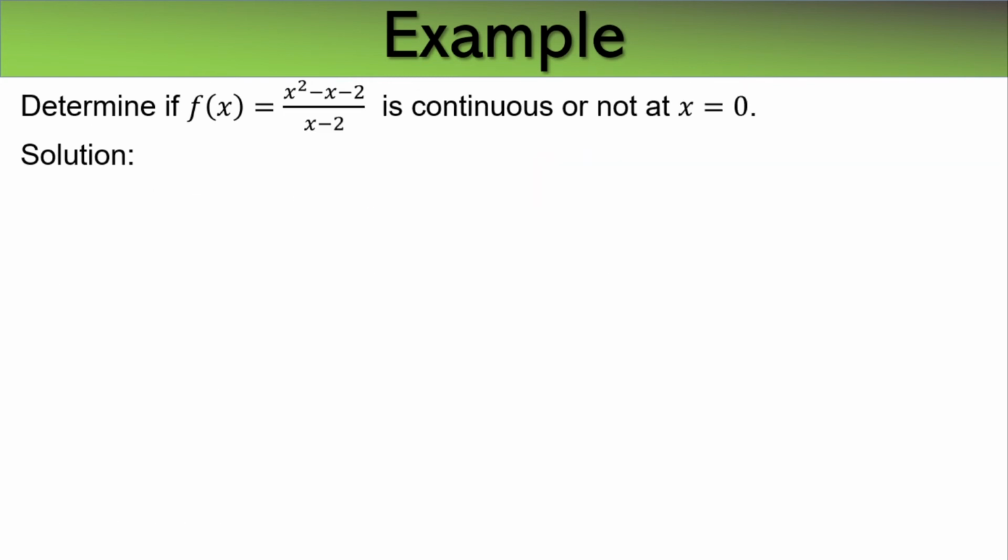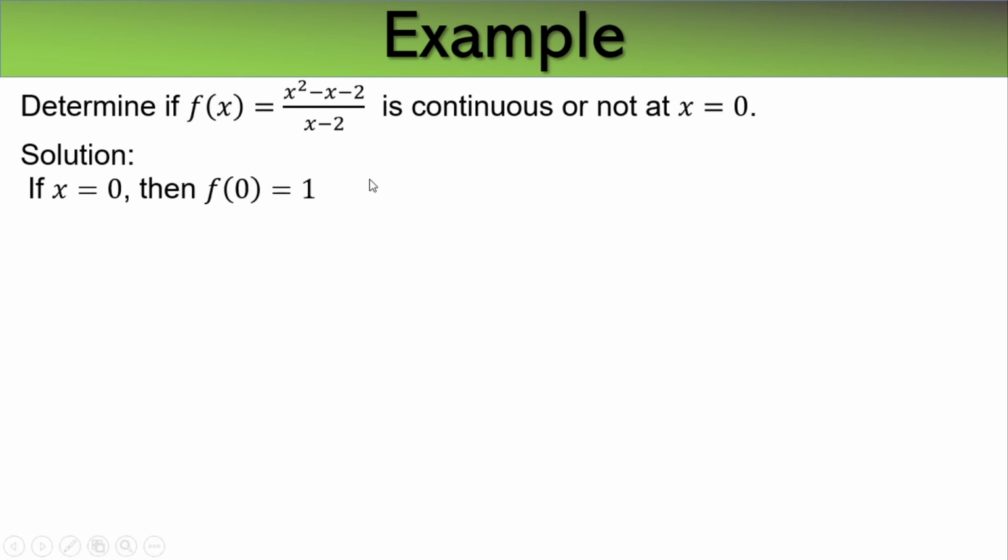So for our next example, we are asked to determine if our f of x is equal to x squared minus x minus 2 all over x minus 2 is continuous or not at x is equal to 0. So tulad ng ginawa natin kanina sa unang example, kailangan nating satisfy yung tatlong condition. So mayroong f of c, mayroong limit of f of x, and then f of c and the limit of f of x must be equal. So first, let us compute for our f of c or f of 0. If x is equal to 0, then f of 0 is equal to 1.